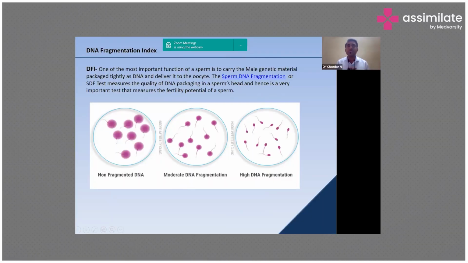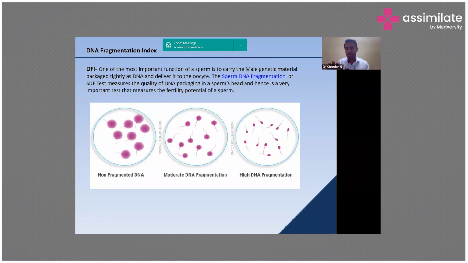Now, how do we know whether a person has a good DNA index or not? When it comes to infertility treatment, in case of repeated miscarriages or if our embryo quality is not good, there is one test with respect to the male parameter that we can do, that is the sperm parameter.